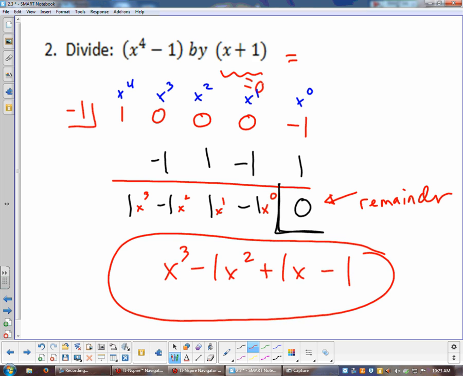Does that make sense for our answer? And again, if I had something other than 0, I would have to say plus, whatever, over x plus 1, right? But in this case, it was 0, so I can just leave that part off. Are we okay with this? All right, what else do I have for you?